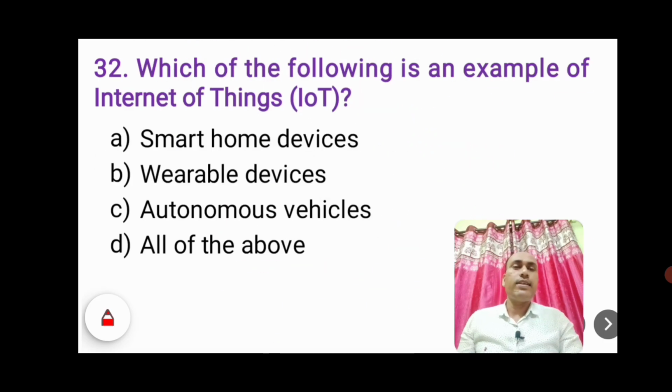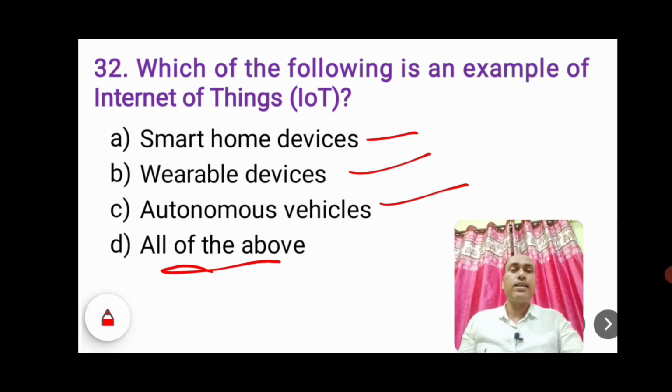Which of the following is an example of Internet of Things, IoT? Smart home devices, wearable devices, autonomous vehicles, all of the above. Answer will be all of the above, because smart home devices are also Internet of Things, wearable devices like digital watches are also Internet of Things, autonomous vehicles are also Internet of Things. So answer will be all of the above.